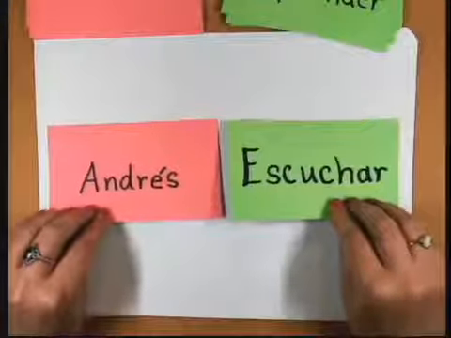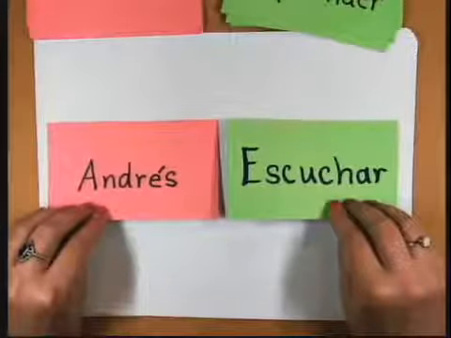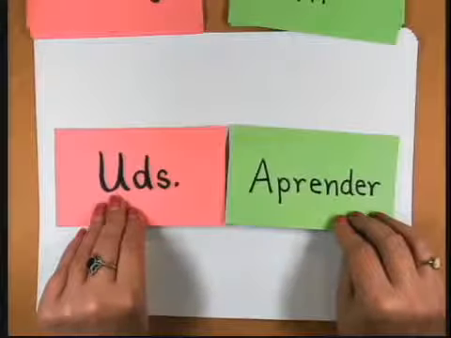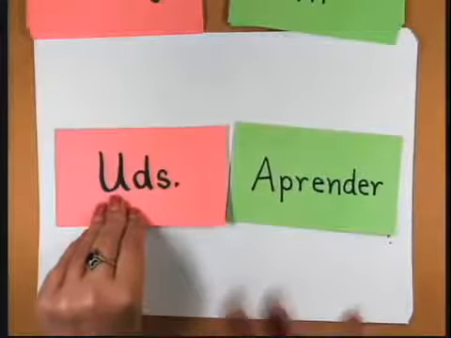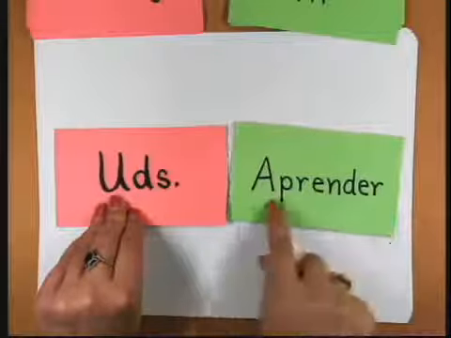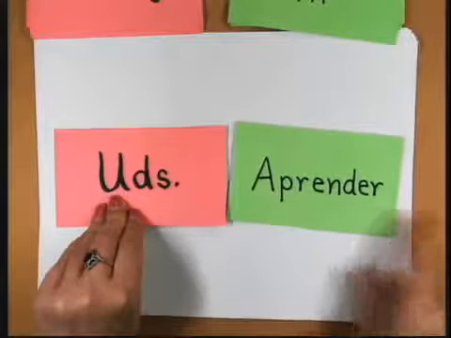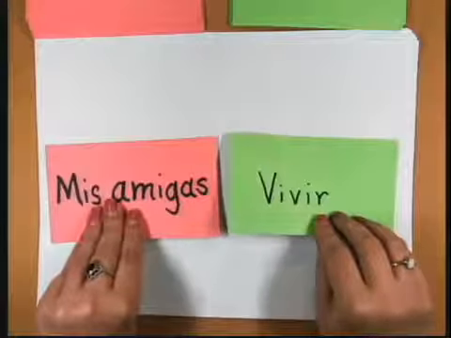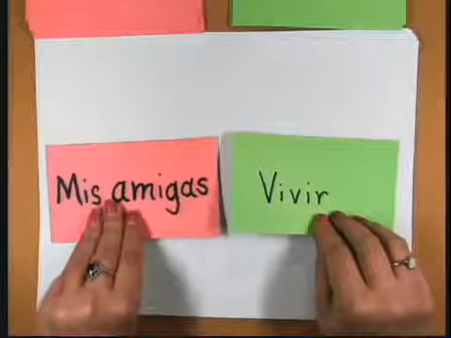Andrés, escuchar. Andrés escucha, he listens. Andrés escucha la música country. He listens to country music. Tarjeta, ustedes, aprender. Ustedes is all of you, you formal. Aprender, to learn. So we change it, it's plural, so it changes to an N. Aprenden. Ustedes aprenden el español. Mis amigas, vivir. Mis amigas viven en Georgia. My friends live in Georgia. Viven.